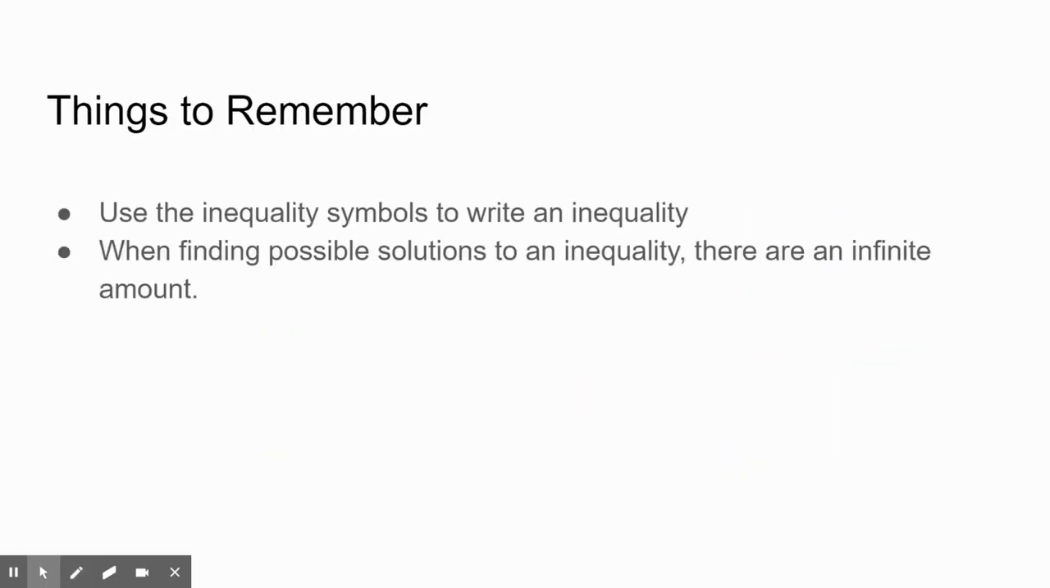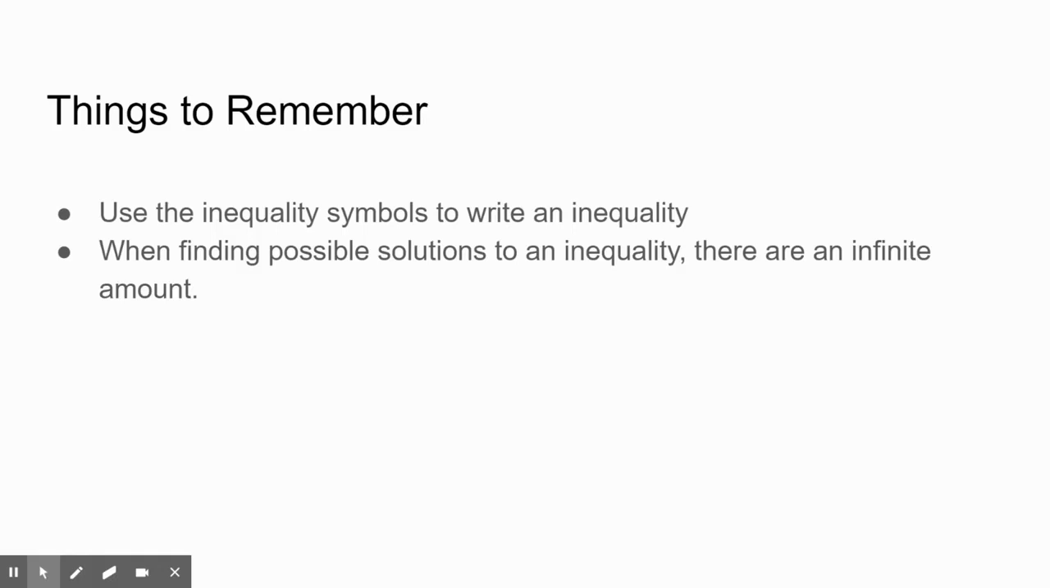So, things to remember about this video. Use the inequality symbols to write an inequality. There are 5 of them. You just have to figure out which one you need to use, and sometimes that can be a little bit tricky. And when you're finding possible solutions to an inequality, remember that there are an infinite number of them. Sometimes the problem will only give you a few to choose from. That's what we saw in example 2, and you're going to see in the suggested practice problems. But really, in the grand scheme of things, there is an infinite number of answers as long as it's matching that thing.